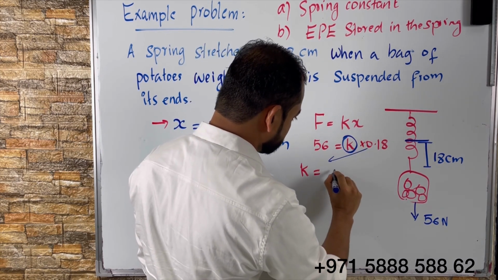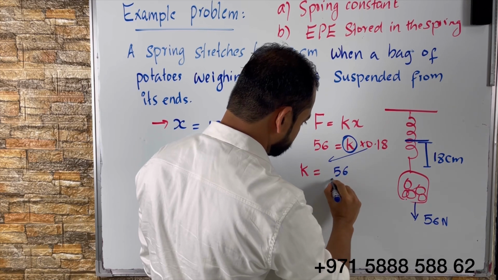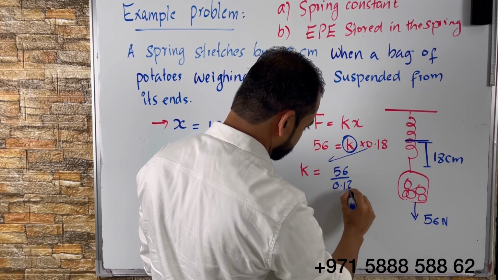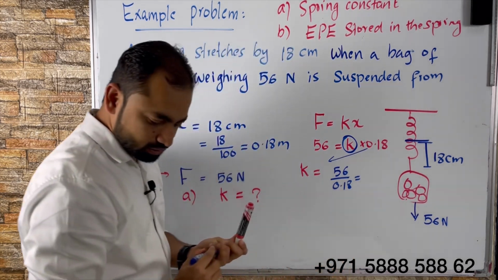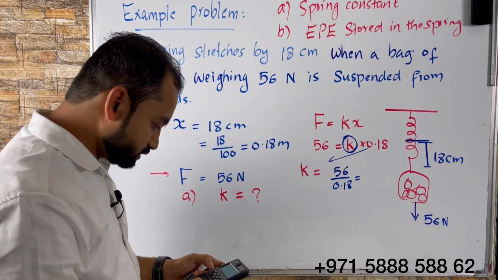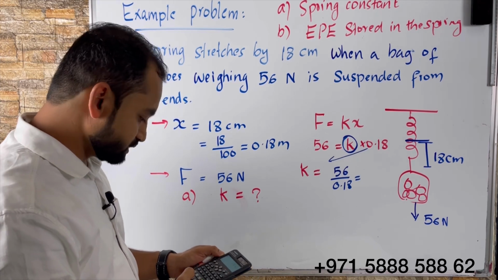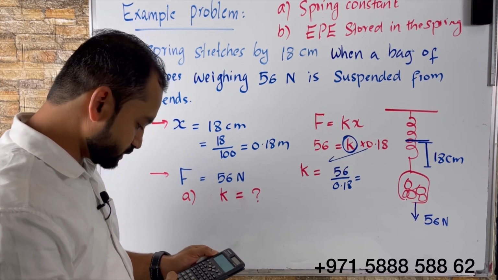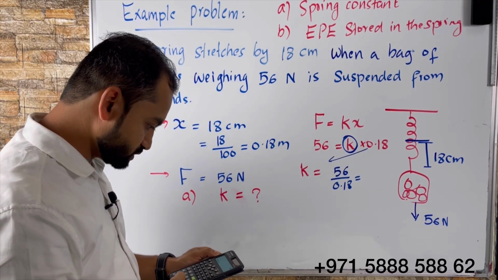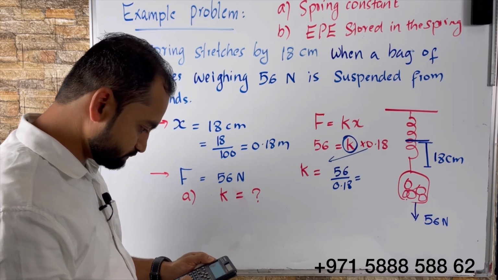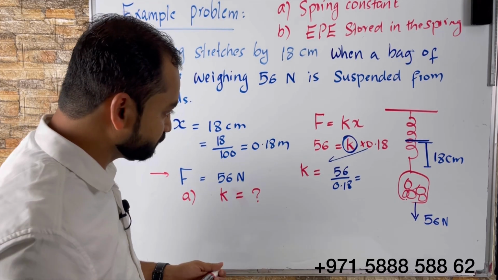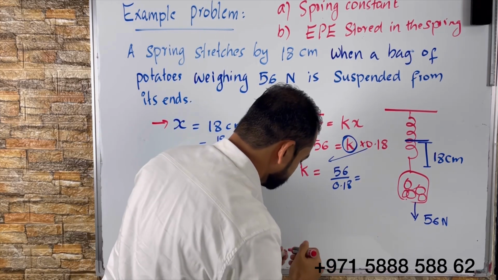So K is equal to 56 divided by 0.18, how much? Calculate and tell the answer. 56 divided by 0.18 equals how much? 311. So the answer is 311.